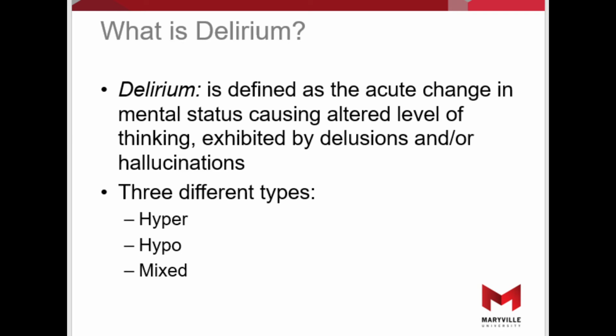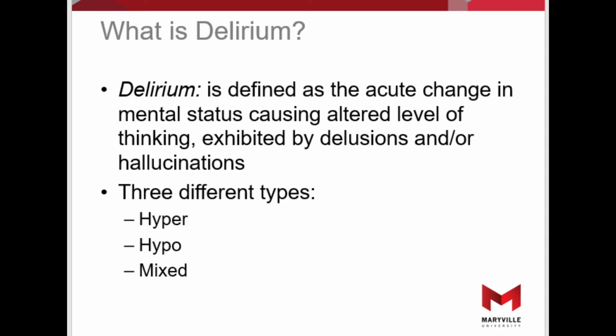To better answer our question and dig deeper into it, we need to understand what is delirium. Delirium is defined as the acute change in mental status causing altered level of thinking exhibited by delusions and/or hallucinations. Delirium is seen all across the spectrum. It typically comes in three different types: hyper, hypo, and mixed.